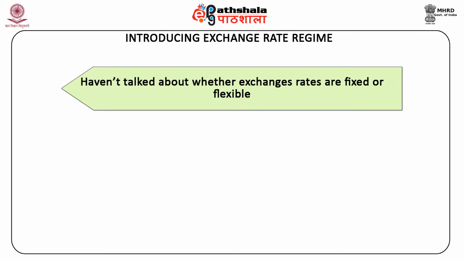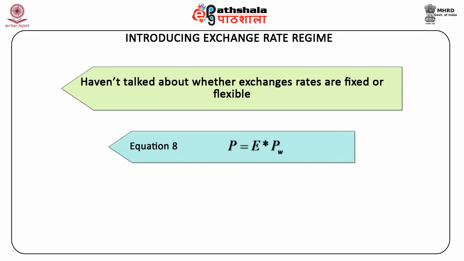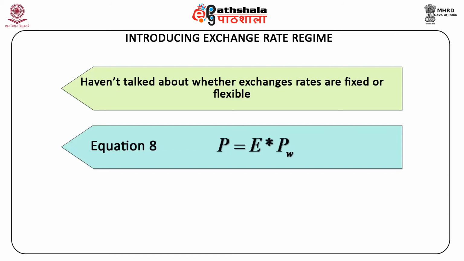Till now, we have not talked about whether the exchange rates are fixed or flexible, and how domestic prices change in an open economy. In this section, we add another equation to the above model, the equation of exchange rates, given by equation 8 as P = E × PW, where P is the domestic price level, E is the exchange rate, and PW is the world price level.